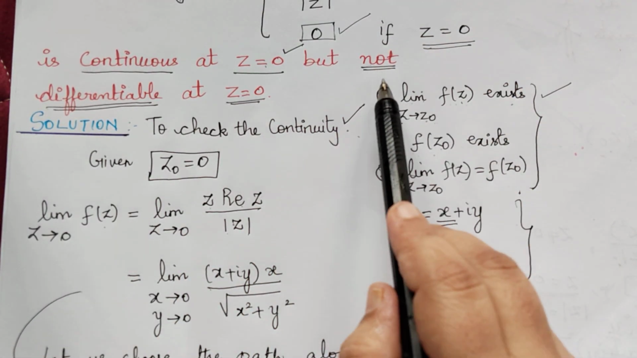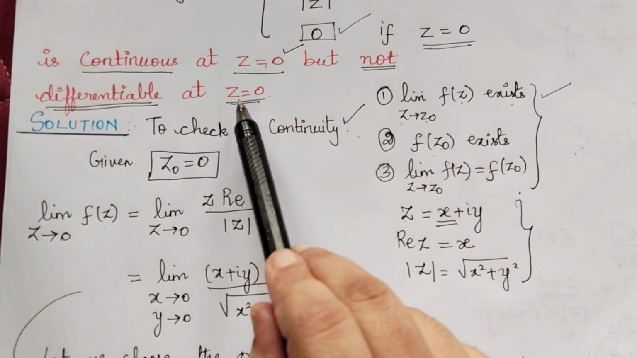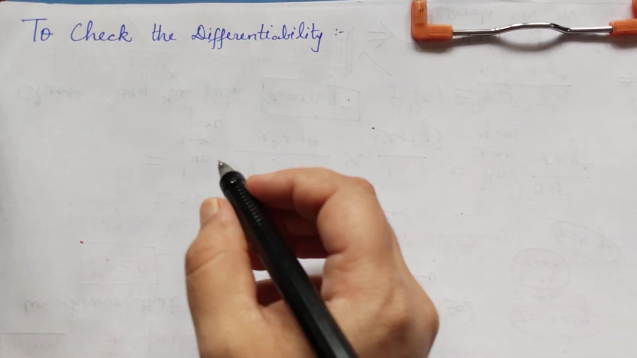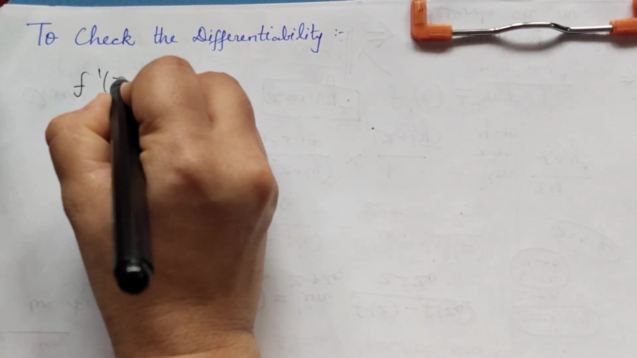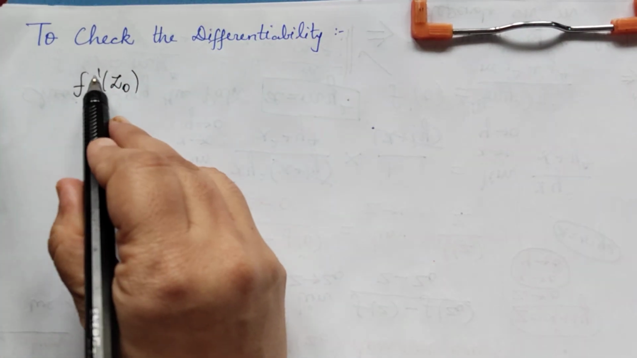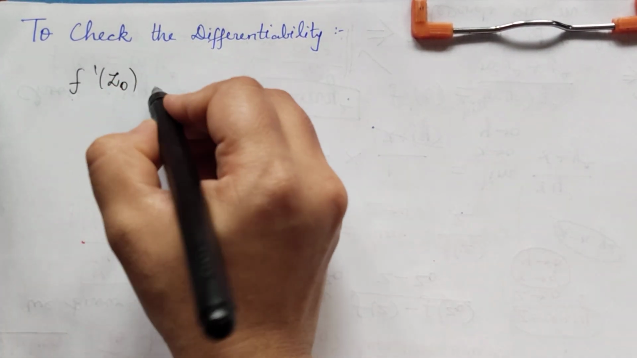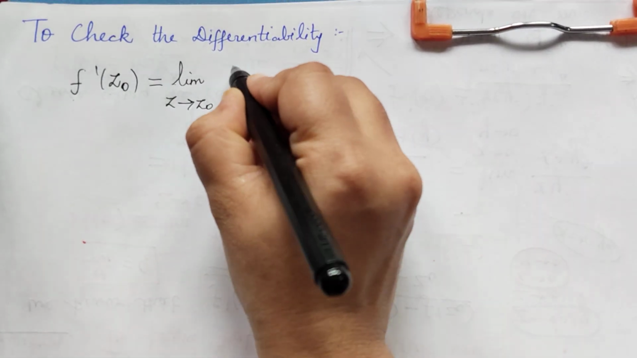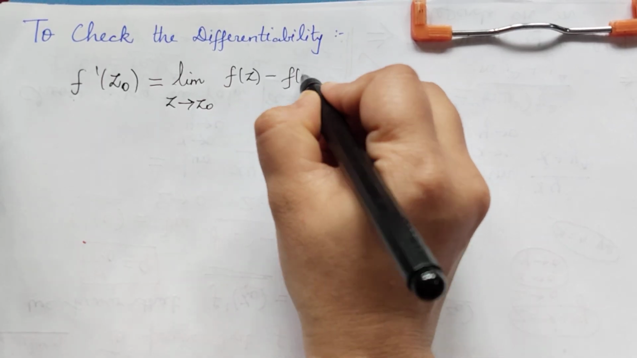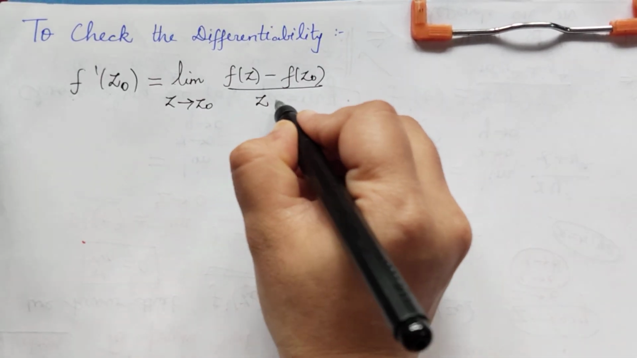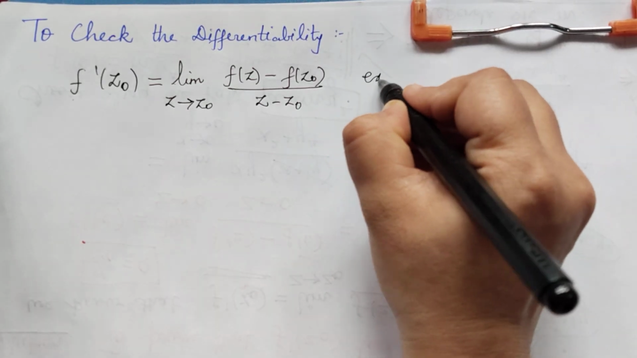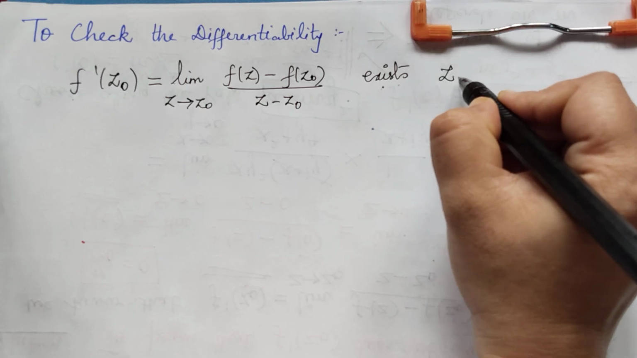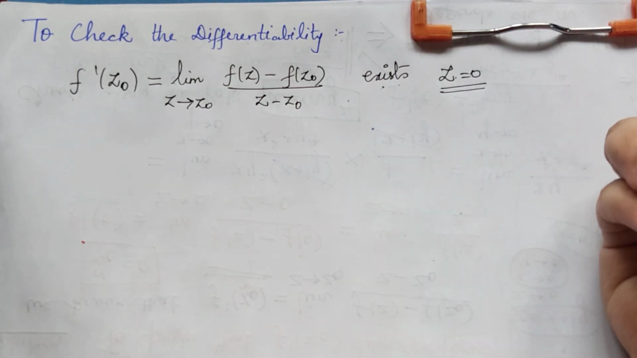The next is we have to prove that it is not differentiable at z equal to 0. Let us prove that. Now we shall check the differentiability of the given function. In order to check the differentiability, we have to check whether f dash of z naught exists or not. That is, what is f dash of z naught? It is limit z tends to z naught of f of z minus f of z naught divided by z minus z naught. If this exists, then we say that the given function is differentiable at the given point z naught, that is, z equal to 0 is the point given here.